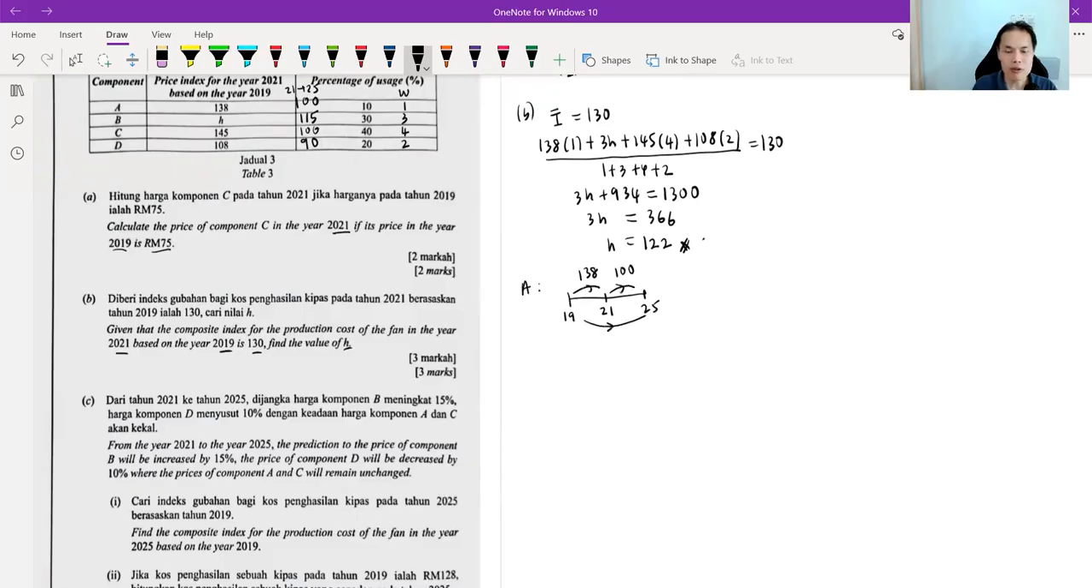To calculate the overall increment, the index is calculated this way. We take 138 times 100 divide by 100. So it's still 138, right? It's always 2 consecutive indices multiplied together divided by 100. But for B, I already know my H is 122, right? So I repeat the same process. Don't have to recalculate, don't have to redraw the diagram. We take 122, we multiply 115 over 100.